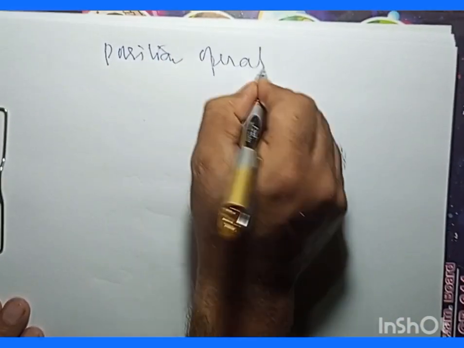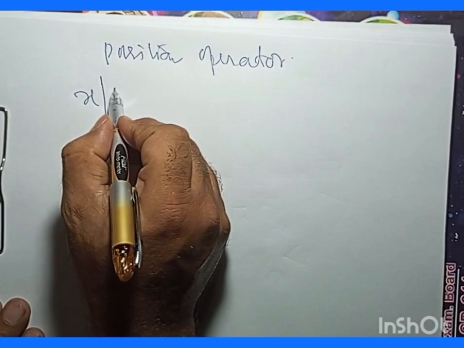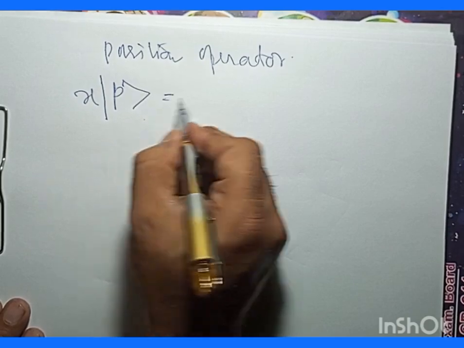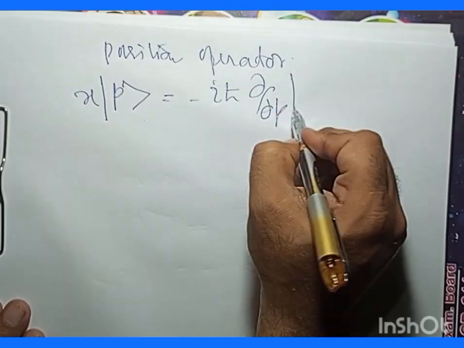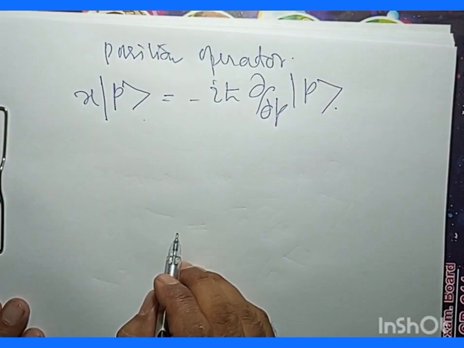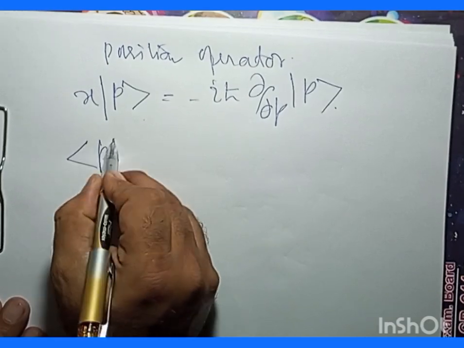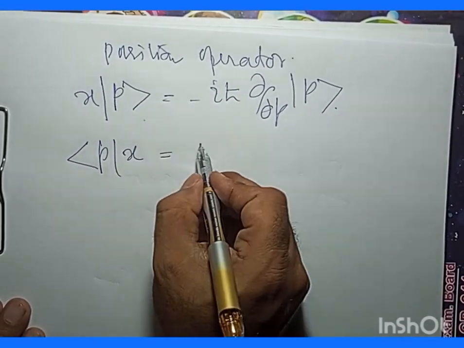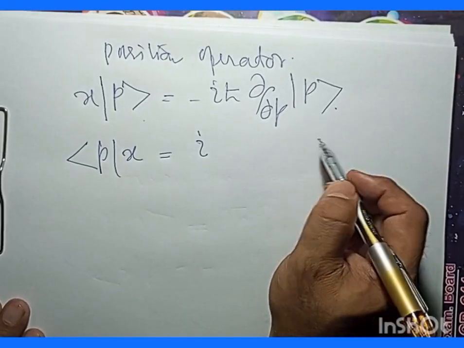Position operator. Okay, so I have position, and the state vector associated with this is the ket of p. So this is minus iħ ∂/∂p acting on the ket of p, and we can convert this ket vector into a bra vector. So we have the bra of p with respect to the position operator. That's going to be the dagger of this ket operator.